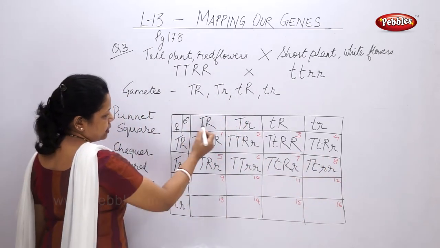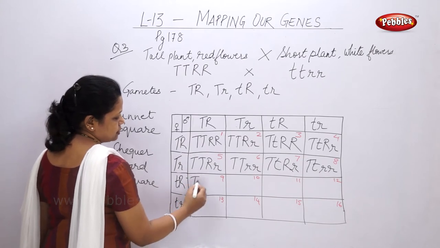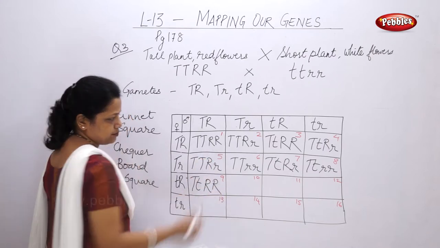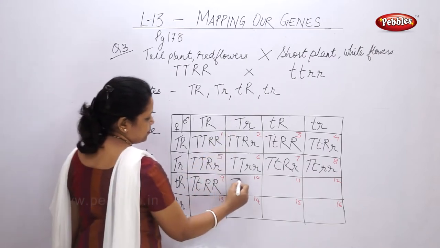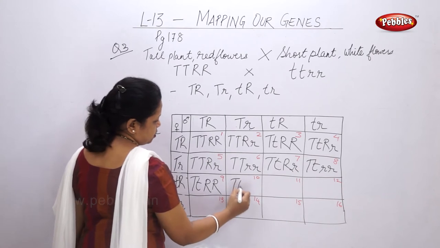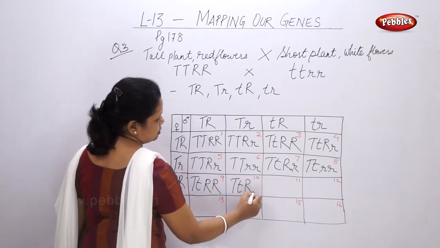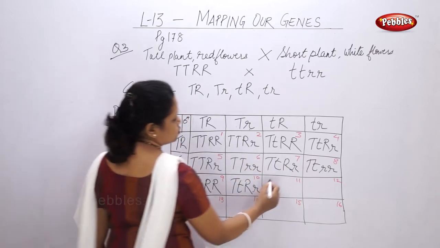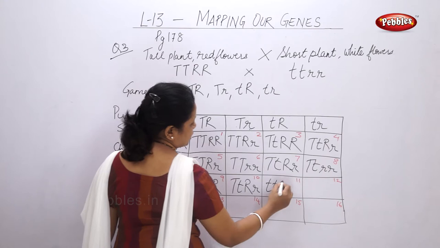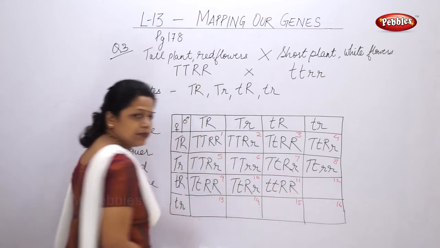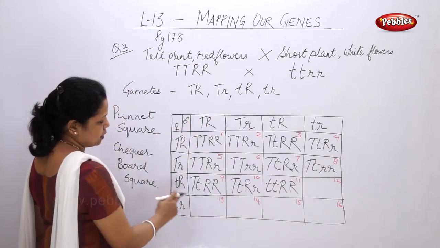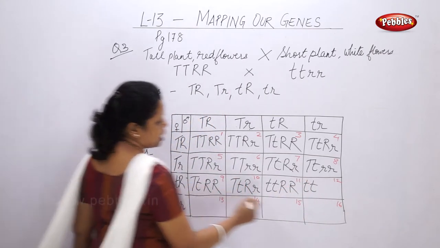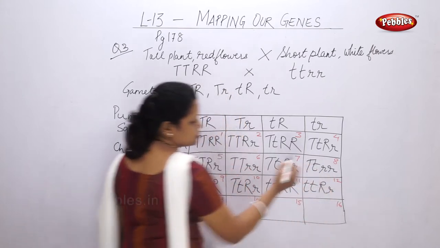Here small t and here capital T. So first I will write capital T, then small t, both capital R. Now this and this: capital T, small t, capital R, small r. Then here both t's are small, so we'll write both t small and both r's big. This is the 11th square. In the 12th square, both t's are small, one r is big and one r is small.